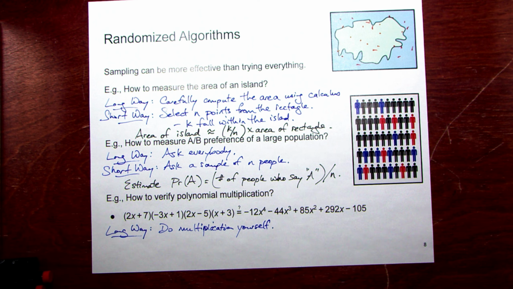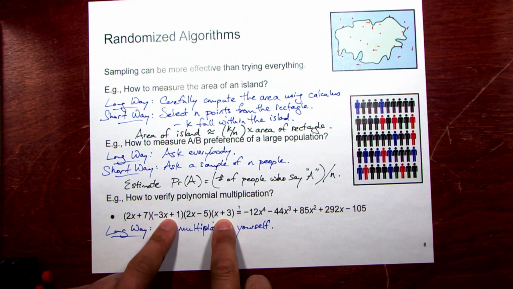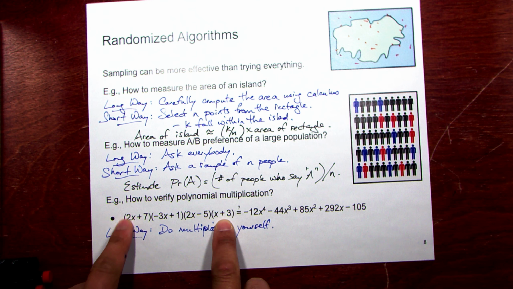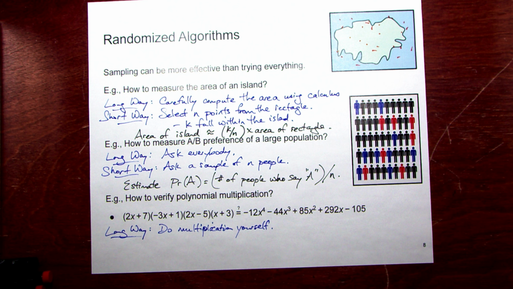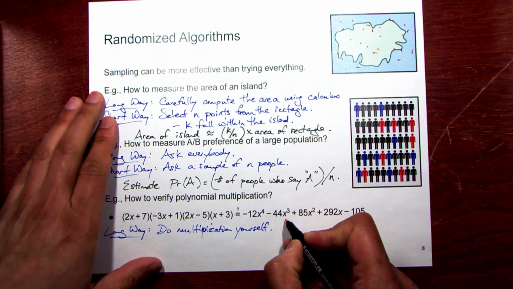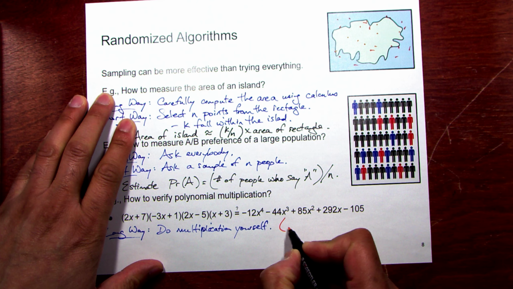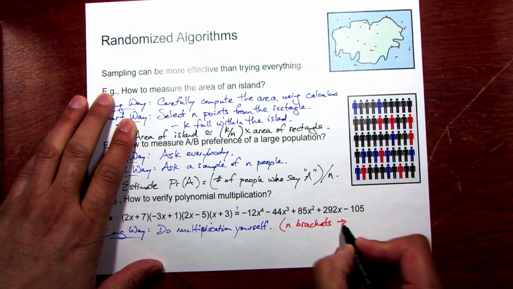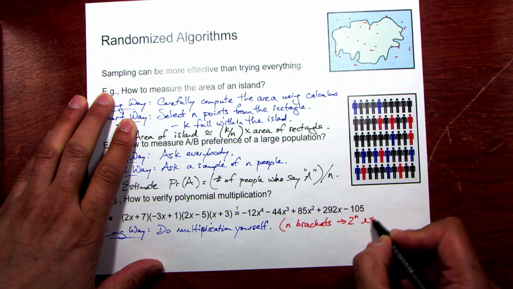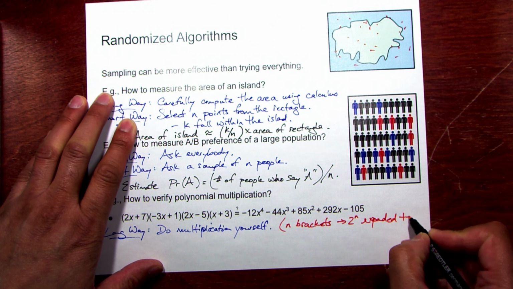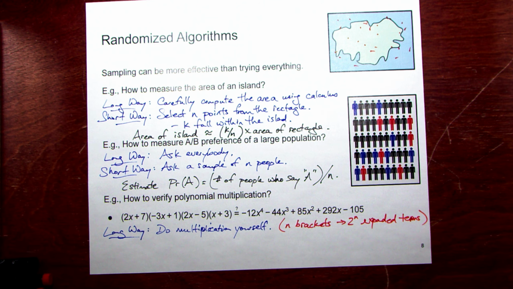Foil it. I hate FOIL. But first, outside, inside, last, right? 2 brackets generates 4 terms, 3 brackets generates 8 terms, 4 brackets would generate 16 terms, and the more brackets you have, the more terms you get, and it grows exponentially. So an exact answer is possible, but it might take you a while. Exponential time in general.